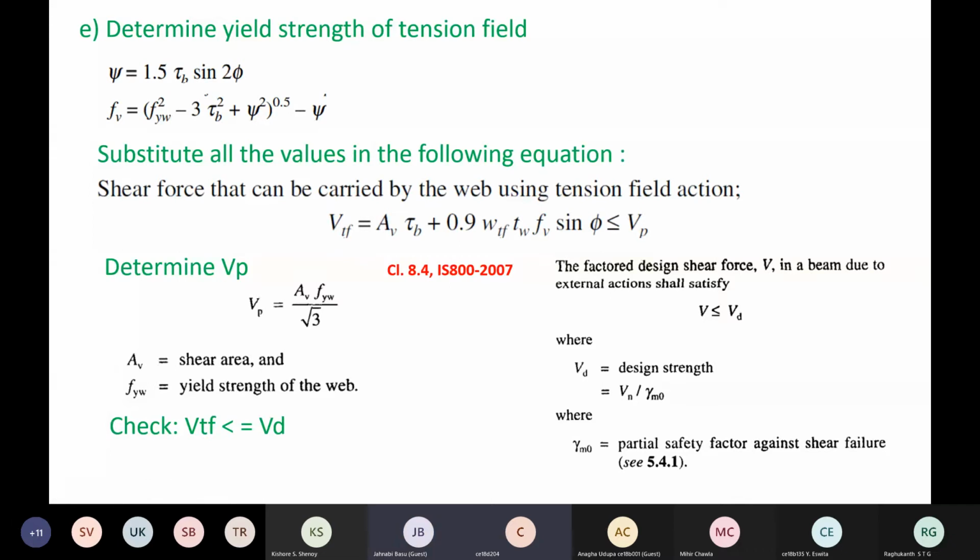Okay, so the next term is the yield strength of the tension field. For that, you first have to calculate psi, 1.5 tau b sin 25. Tau b you have already calculated, phi you already know, so you'll be able to calculate psi. Then we will calculate the yield strength of the tension field, that is Fv equals (Fyw square minus 3 tau b square plus psi square) whole power 0.5 minus psi. You can calculate both values and let us know what you are getting.